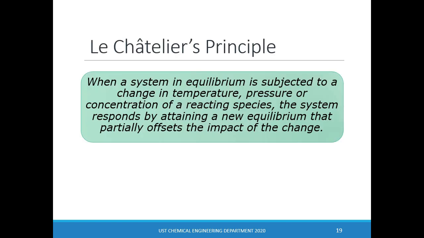Le Chatelier's principle states that when a system in equilibrium is subjected to a change in temperature, pressure, or concentration of a reacting species, the system responds by attaining a new equilibrium that partially offsets the impact of the change. Simply put, it means that when stress is applied on the system at equilibrium, the system will shift so as to relieve that stress. So let's study the different stresses that could be applied in a system at equilibrium.